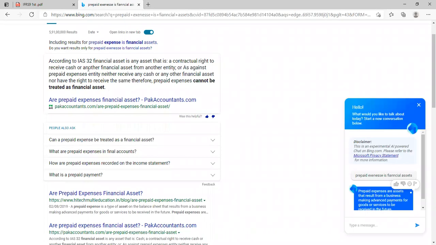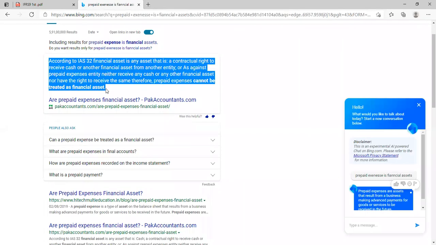So, but you can see this is not a financial asset.